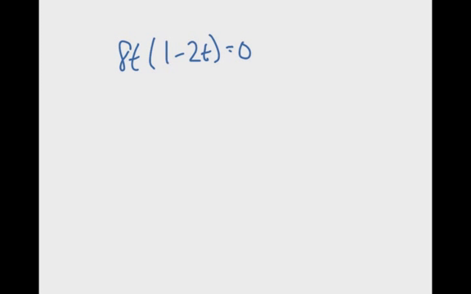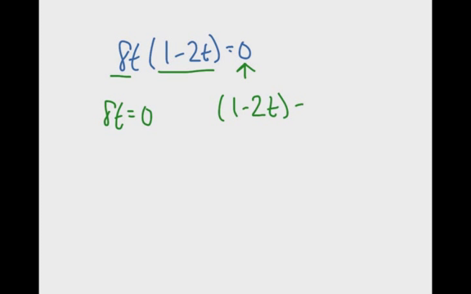If we have 8t times the quantity 1 minus 2t, we see that there are two things being multiplied and their product is 0. This means we can use our zero product property and we can say that either 8t equals 0 or, in our parentheses, 1 minus 2t equals 0, or they both might equal 0. So now we are going to solve for t, and with the first one we divide by 8, t is going to equal 0.